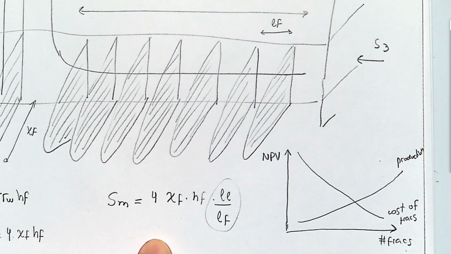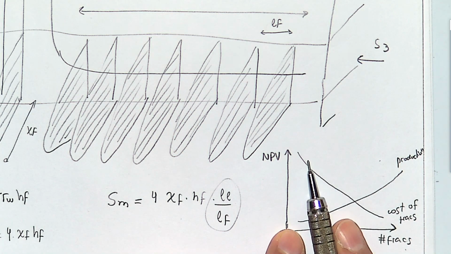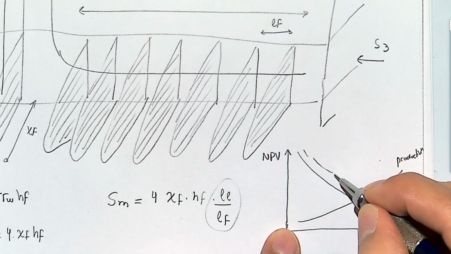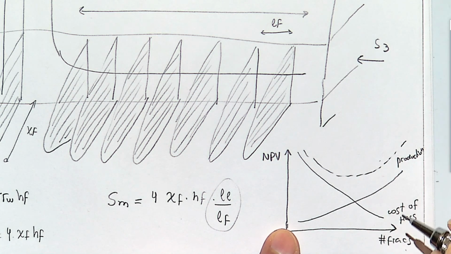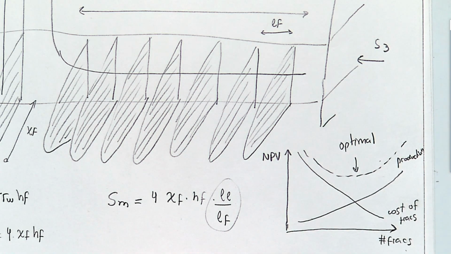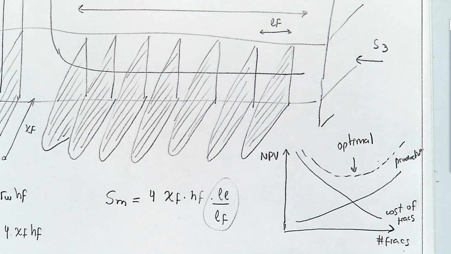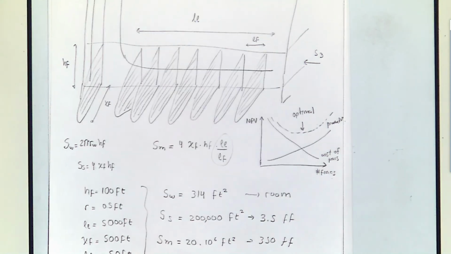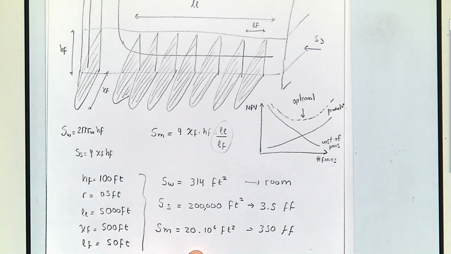But eventually, if you have too few fractures, it doesn't cost as much, but production is not great. Eventually, you're going to have an optimal value that optimizes the number of fractures in terms of cost and in terms of how much production you're going to get. So my whole point about calculating the area is that the bigger the area, the more production you're going to have, but there is going to be a limit for that.